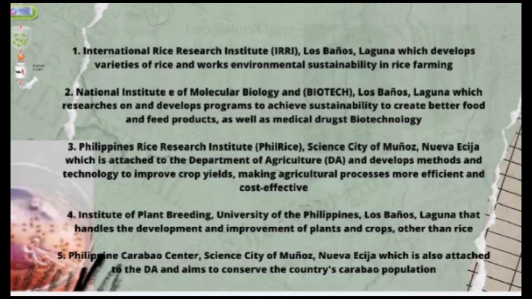And last is Philippine Carabao Center or Science City of Muñoz, Nueva Ecija, which is also attached to the DA and aims to conserve the country's carabao population. Ang Philippine Carabao Center is nakafocus siya sa mga carabao, how they handle it, and yun sa nila pagpadaghan. It is also mandated to conserve, propagate, and promote the carabao as a source of milk, meat, draft power, and hide to benefit the rural farmers.